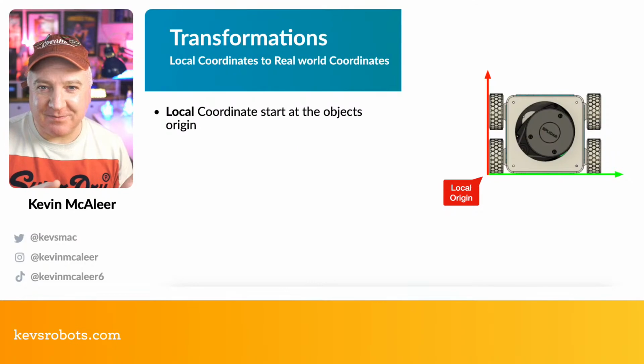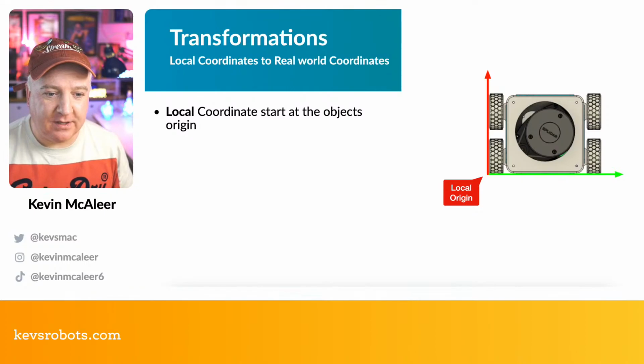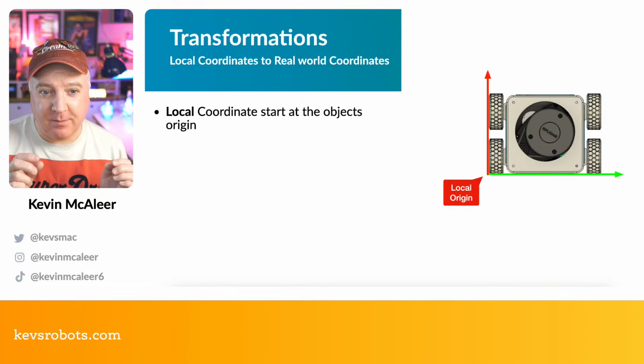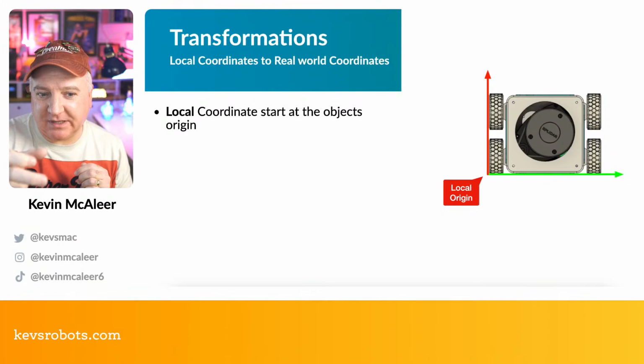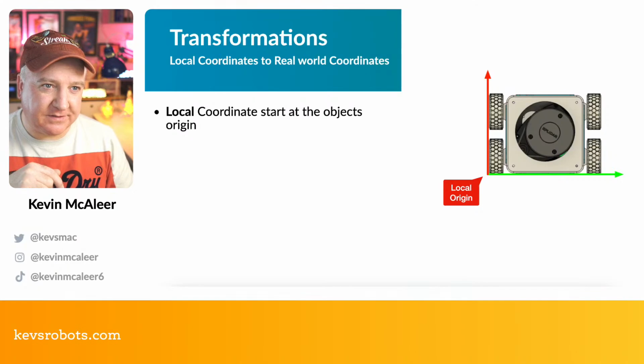We're going to look at this from a two-dimensional perspective, but you usually do this from a three-dimensional perspective as well. If we think about our robot, we can talk about things on our robot from the robot's origin point. So we can say the LiDAR is 143 millimeters high and 12 millimeters across, for example, from the origin point, which might be the very bottom left point of the robot. So that's our local coordinates.